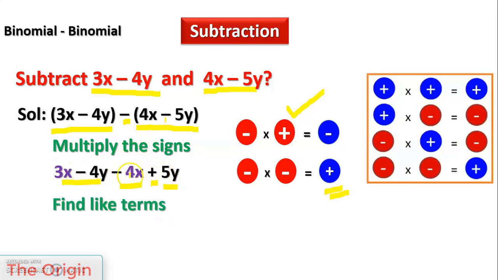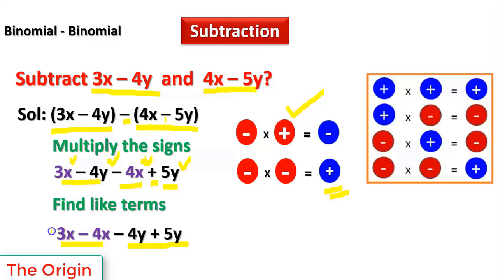Find like terms. Observe the like terms. Variable should be the same. X term, here also x term. Power is the same. So these two are like terms. And here y and here also y. These two are like terms. I separated them like this: 3x minus 4x and minus 4y plus 5y.